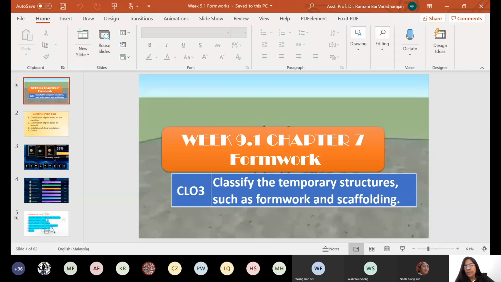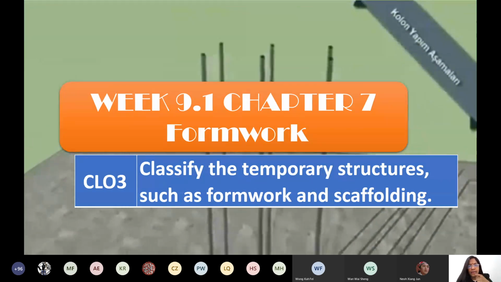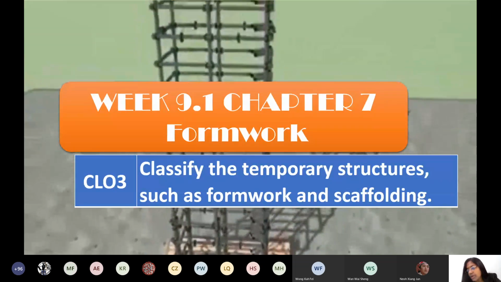Okay. You can see the slide. Yes, miss. Formwork. Yes. You are seeing the slide, formwork, right?